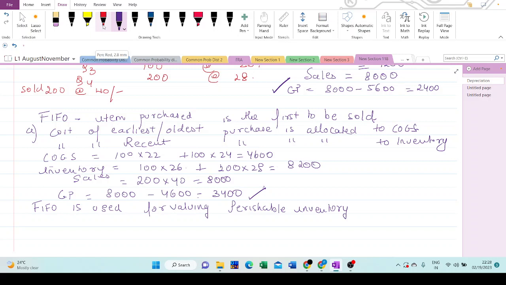That is perishable, Syed. LIFO is for non-perishable items. LIFO will basically be used for non-perishable items, right? LIFO will be used for non-perishable items. Coal. Electronics. Spice. And refrigerator. No, but yeah, so your industrial items basically, the broad classification would be industrial items. Okay? The broad classification would be industrial items. So LIFO is used for valuing non-perishable inventory.